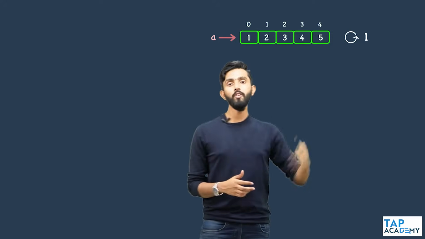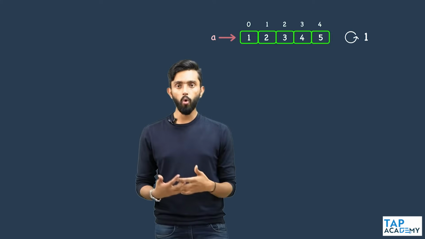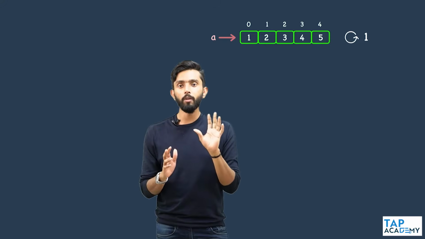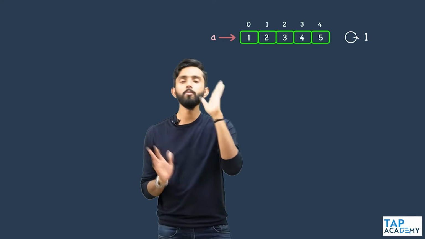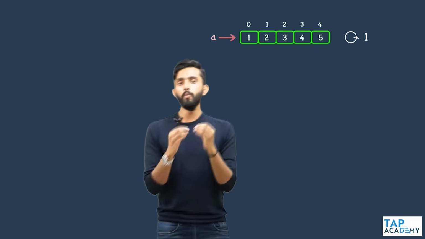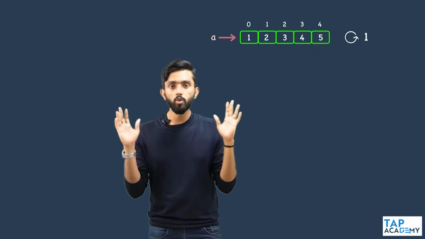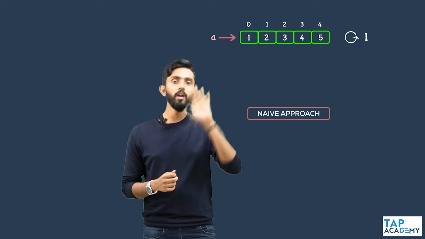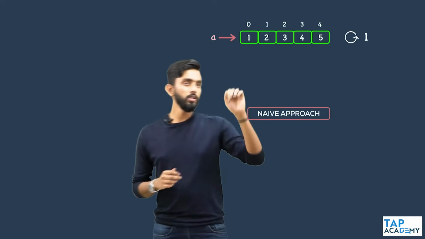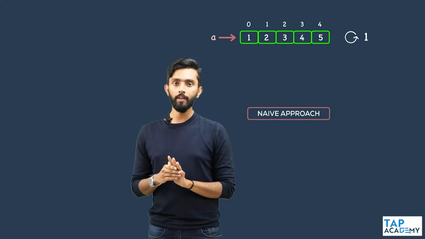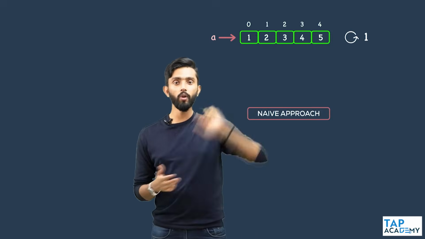Now how can we achieve this as code? My logic is simple. I want to left rotate my array by one, just by one. What could be the logic for it? The most simple way to approach it is the naive approach, the unoptimized approach, so let's look at it first. In the naive approach, I know the first element will come and sit at the end. That is obvious if I left rotate it by one.